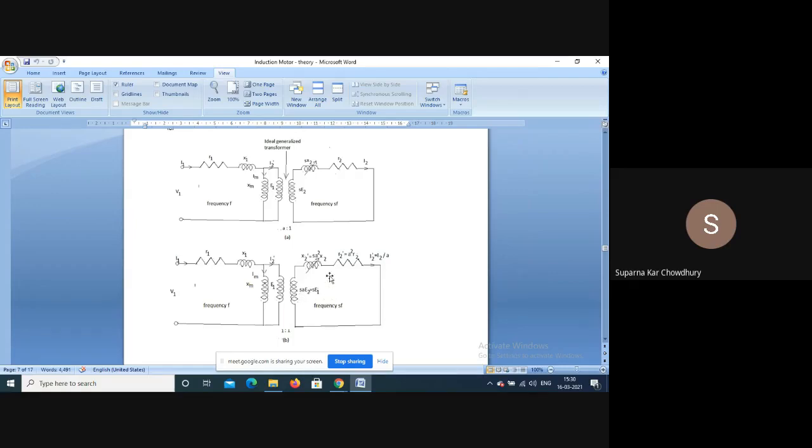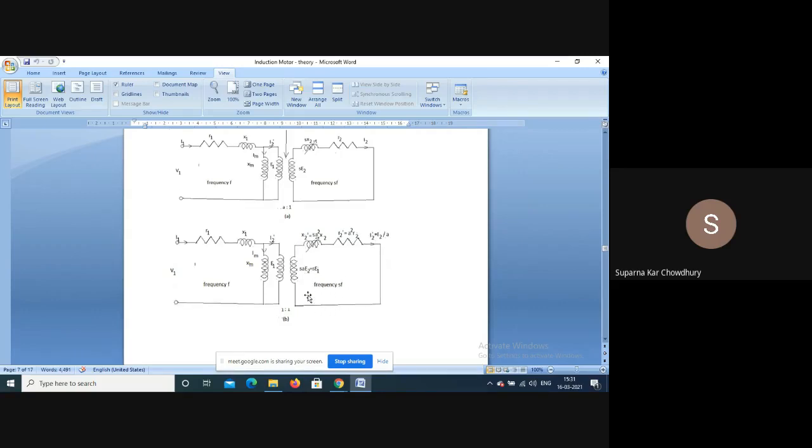This was SE2, so we multiplied by A, so this will be SAE2, so it becomes SE1. X2 dashed is equal to S A square X2, R2 dashed is A square R2, and the current I2 dashed is equal to I2 by A. Now the frequency is still SF. Now consider this secondary rotor circuit.